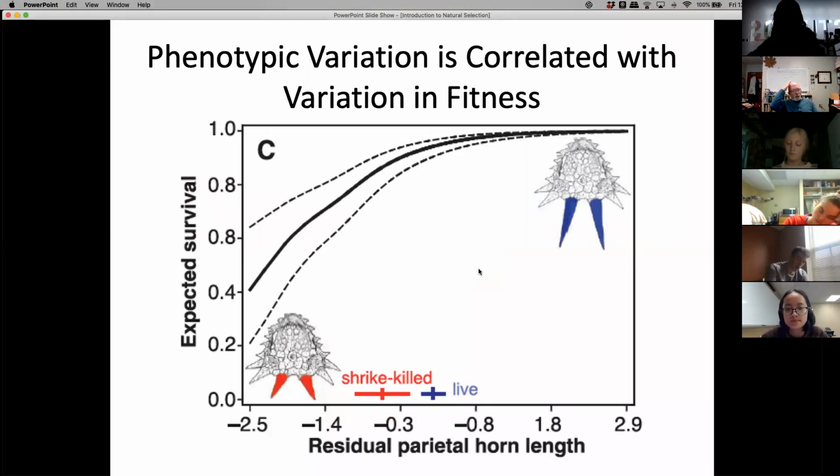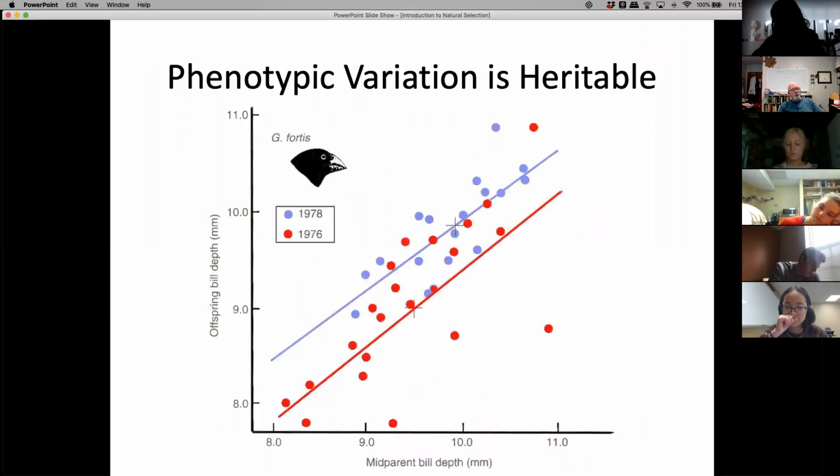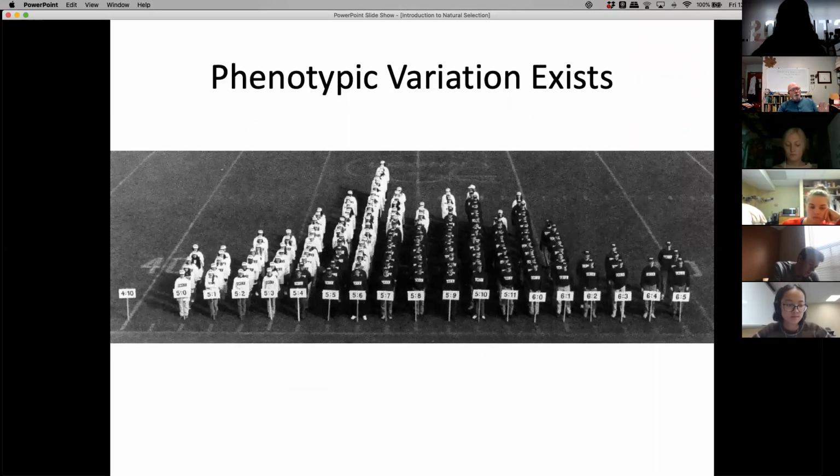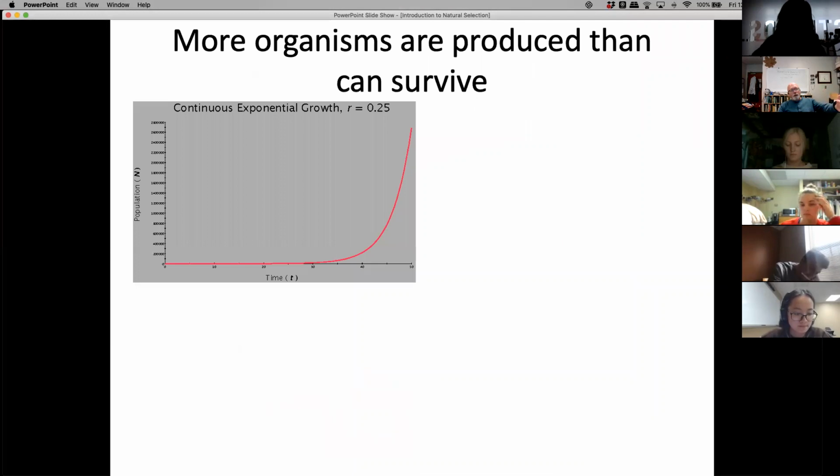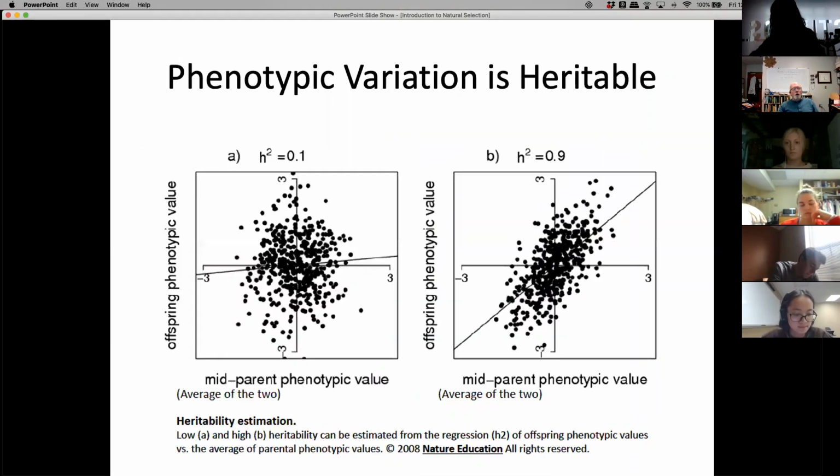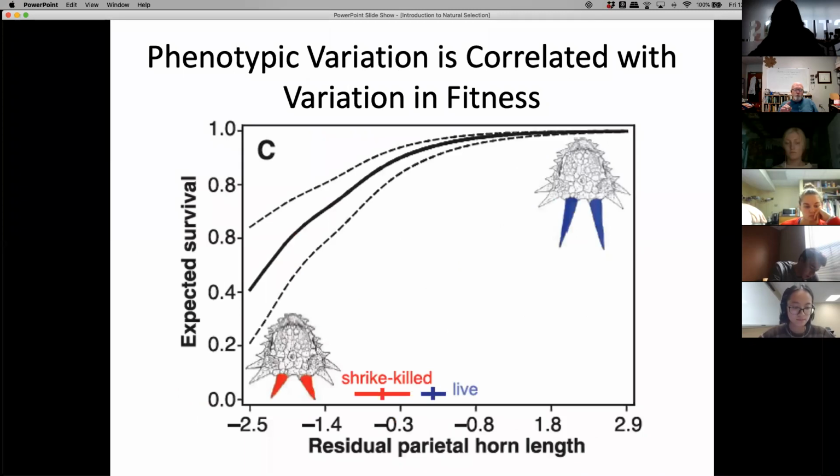And we also saw, and so the last precondition is that phenotypic variation is correlated with variation in fitness. And this is what we saw in the horned lizards. Horned lizards with large horns relative to their head survive better than individuals with small horns. And of course, one of the things that they didn't talk about in this particular paper, of all of these preconditions, phenotypic variation being correlated with variation in fitness, phenotypic variation being heritable, phenotypic variation existing, and population growth, which things did they not talk about in the horned lizard paper of these 4 preconditions?